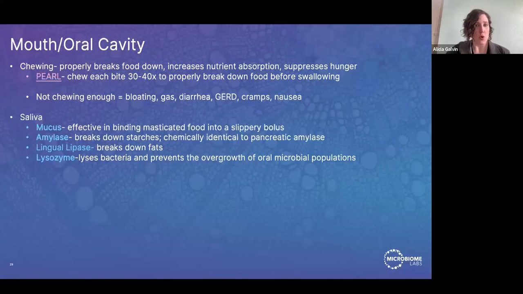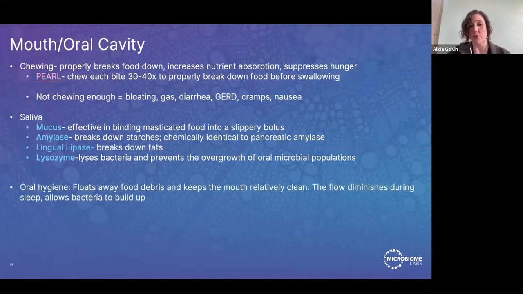Saliva production is important. We have mucus, and different enzymes that start to break down the starches and the fats, as well as lysozymes, which help to break up bacteria. So again, having not enough saliva production, what's that going to do for your oral microbiome?